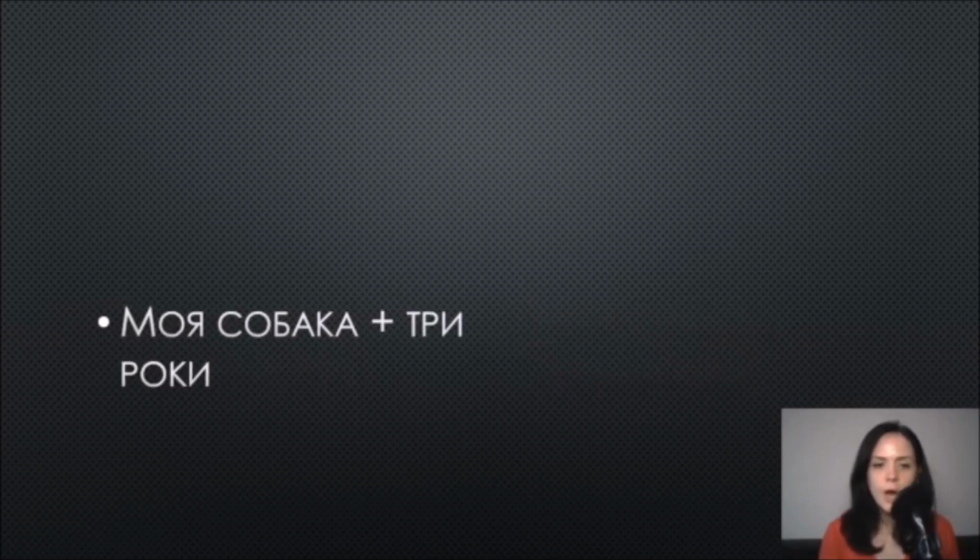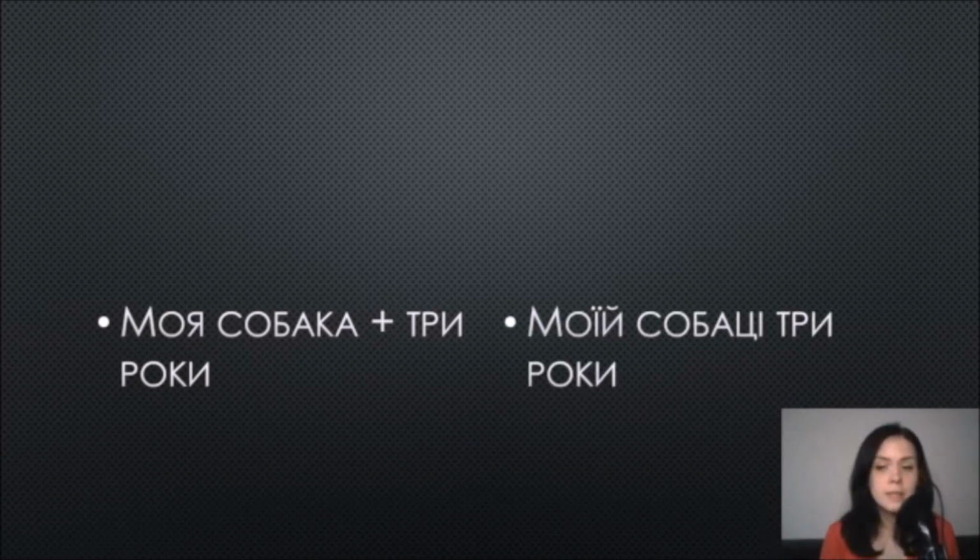Next. Моя собака 3 роки. Моя собака, my dog, and 3 роки, 3 years. To say that in Ukrainian, we will say моїй собаці 3 роки. Моїй собаці 3 роки. My dog is 3 years old.